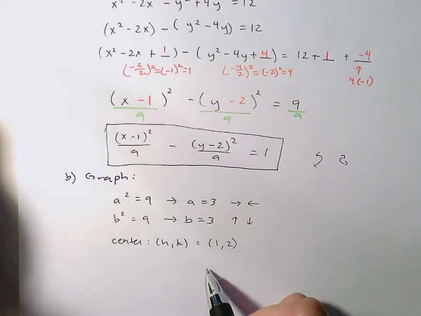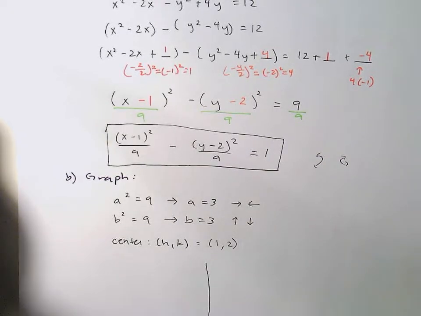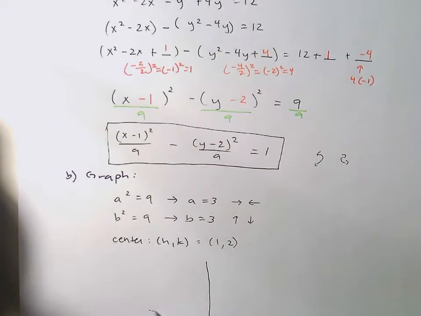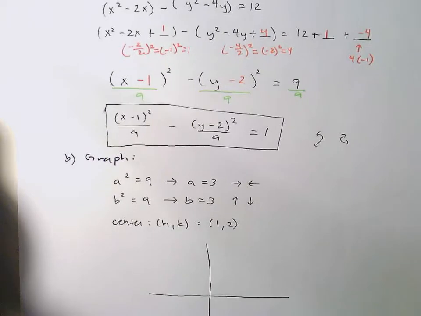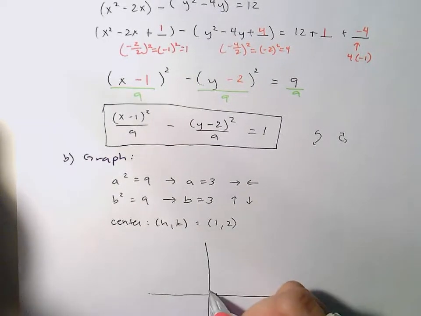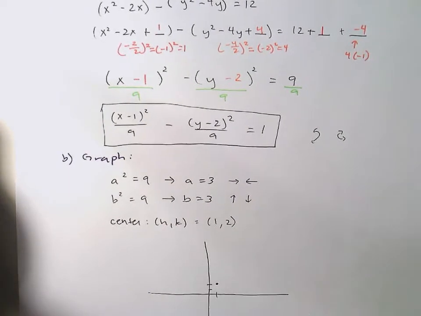So we're going to go ahead and draw our center. So this is at (1, 2). And then go to the left 3, go to the right 3. So this is 1, 2, and 3, and 1, 2, and 3. So these vertices are the points (-2, 2), and this one is (4, 2).